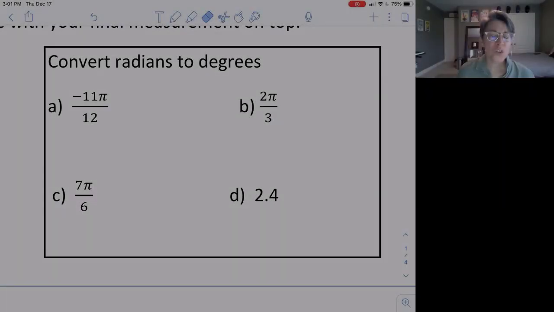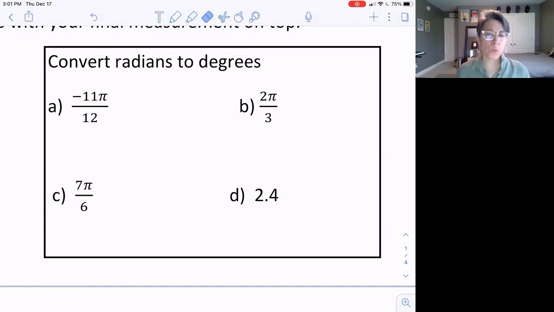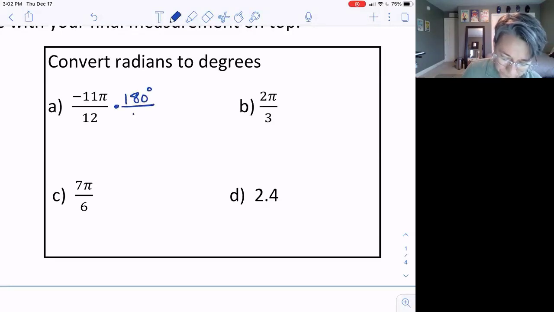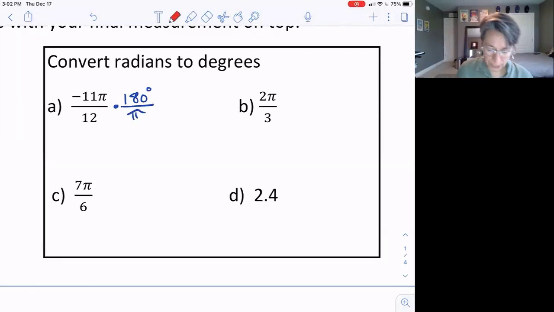So now when we convert radians to degrees, we still multiply by the fraction, but this time we're wanting to keep the degrees and reduce the radians. So when we multiply here, 12 goes into 180 15 times. The pi's reduce, so that gives us a negative 165 degrees.